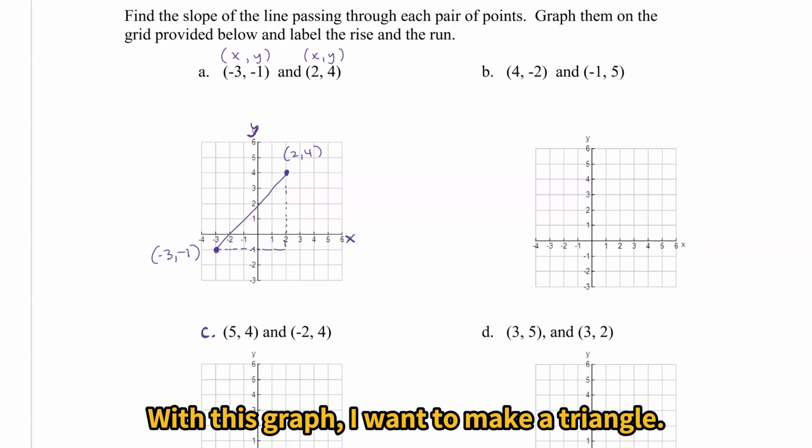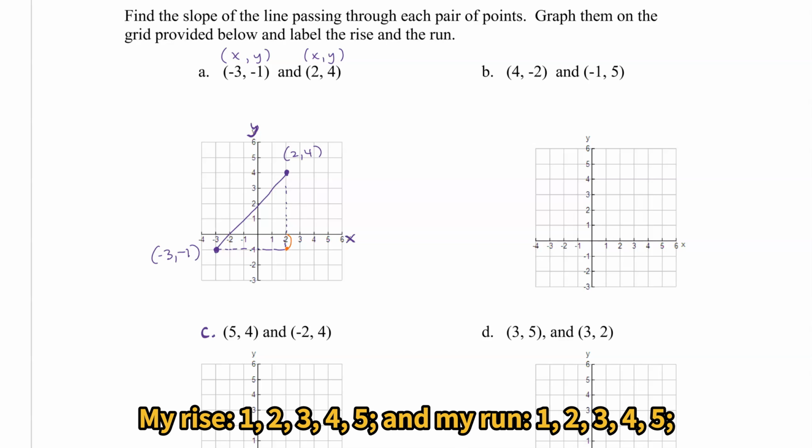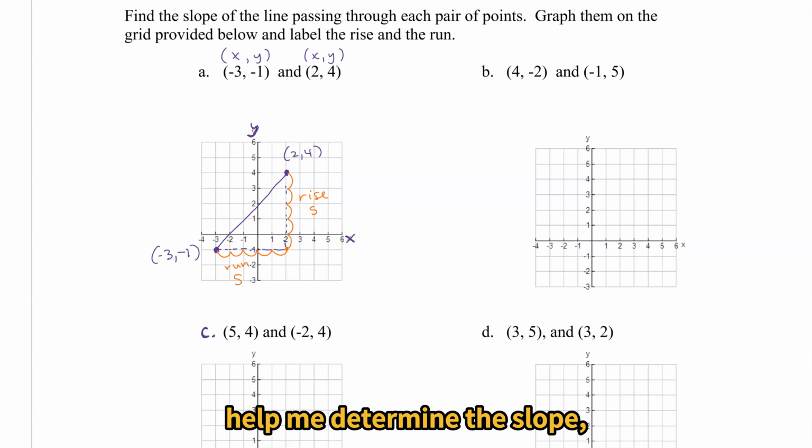With this graph, I want to make a triangle. Create a triangle from those ordered pairs. My rise, 1, 2, 3, 4, 5, and my run, 1, 2, 3, 4, 5, help me determine the slope, the steepness of this line.